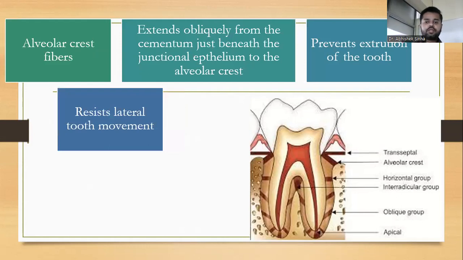Alveolar crest group of fibers. Where are alveolar crest groups? This, right? It extends obliquely from the cementum beneath the junctional epithelium to the alveolar crest. See, they're going in this direction, from root cementum till alveolar bone. They prevent extrusion of the teeth. What is extrusion? Popping out, right? Popping out of the socket is extrusion. So it prevents the extrusion of the tooth and resists lateral tooth movement.